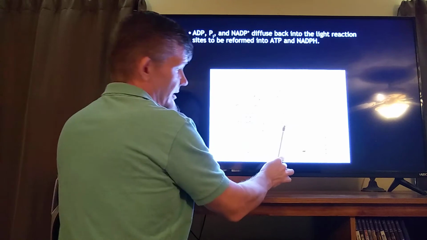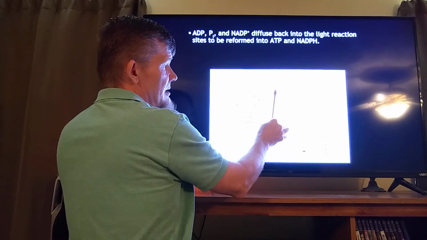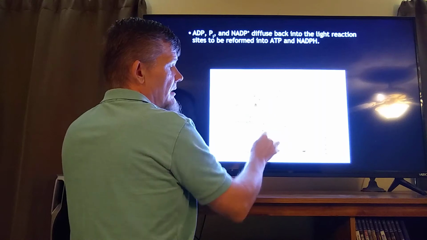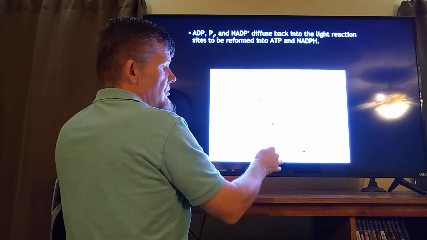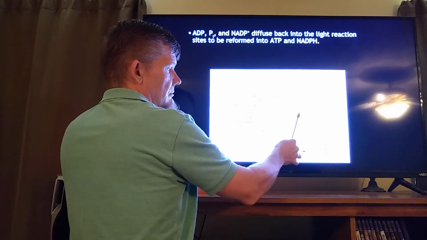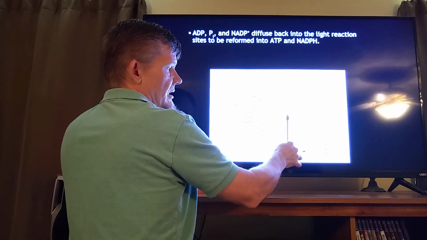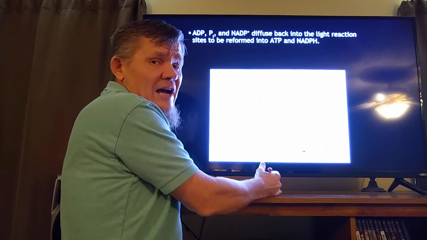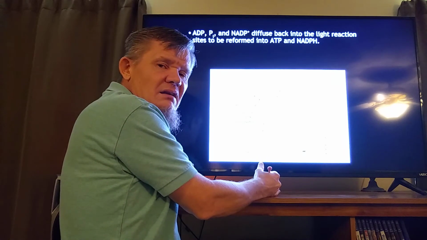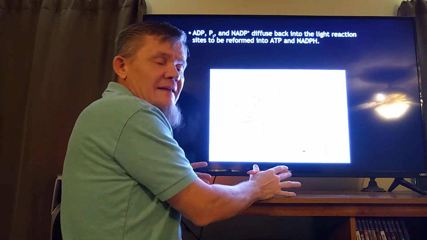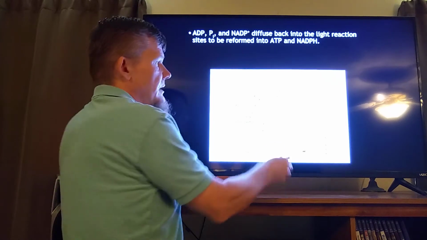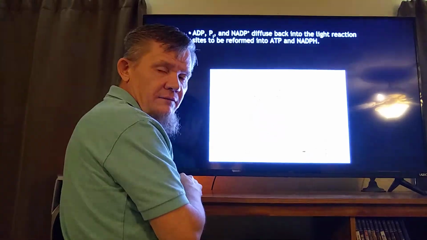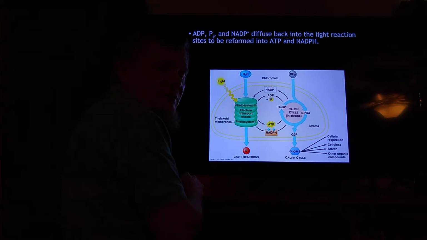I have waste products now, NADP plus, ADP, and P, that I used the energy molecules up in the Calvin cycle. I now have their waste products, but the waste products implies that it's trash. The waste products implies that it is useless, and it's not useless. They can be recycled. They can be used over again. So they diffuse back to the photosystem so they can be reused over and over and over again.